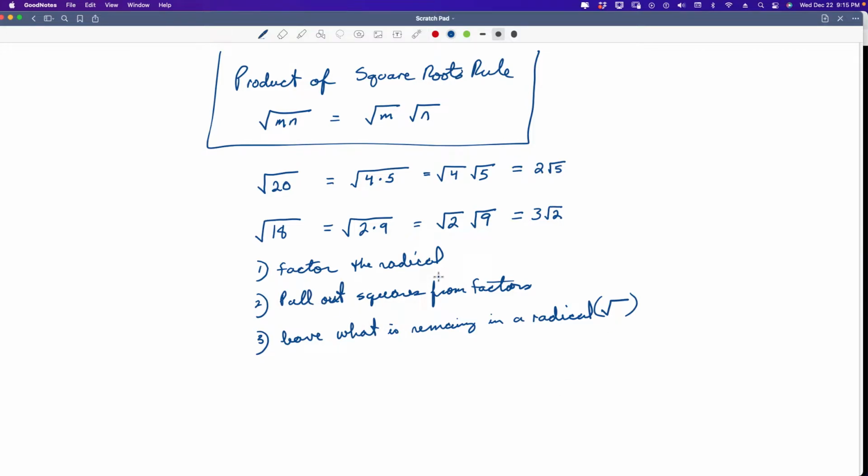All right, so factor the radical, pull out squares from the factors. Like in this case, we pulled out 9 and we pulled out 4. All right, square root of 9 is 3. You can't take the square root of 2. It's not a perfect square, so we just leave it alone. And when we have these types of situations, what we do is we treat these like a variable. We just treat it like a base, okay? We understand what it is, but we don't do anything with it. We just leave it. It's like it's a factor.